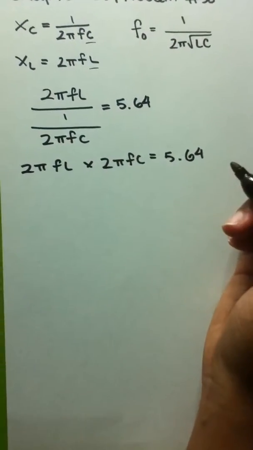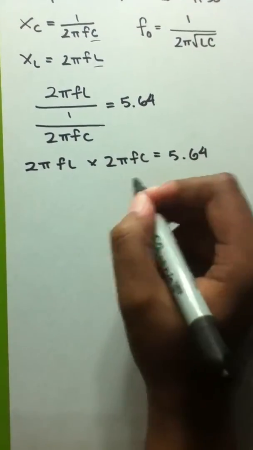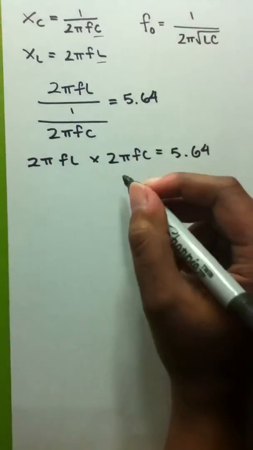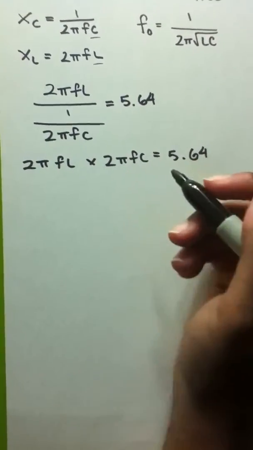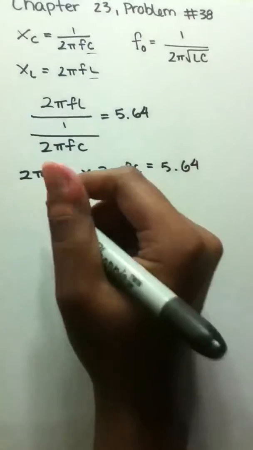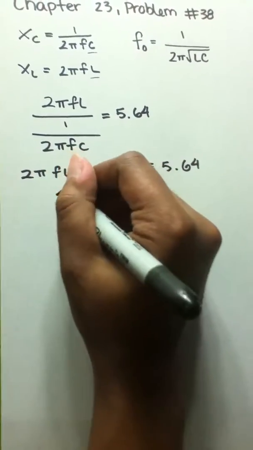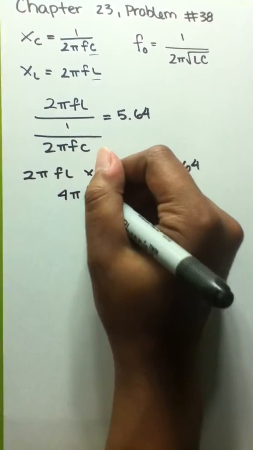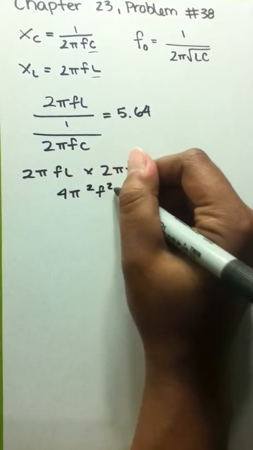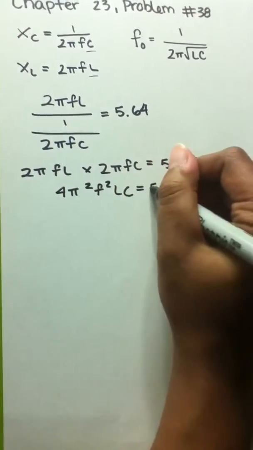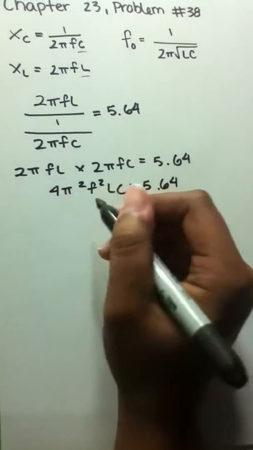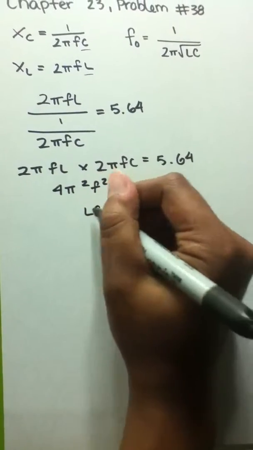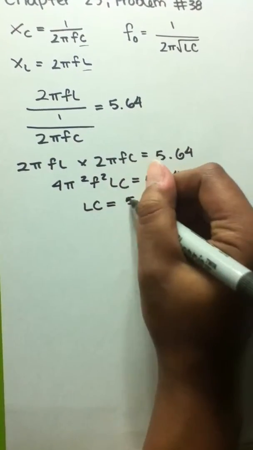And now I'm just going to do a little more algebra to clean up this equation, and to bring certain values over to the right side of the equation, and it'll make it easier to solve this problem. So from here, I'm going to simplify it as 4 pi squared f squared LC is equal to 5.64. And then I'm going to divide each side by 4 pi squared f squared in order to get LC by itself.